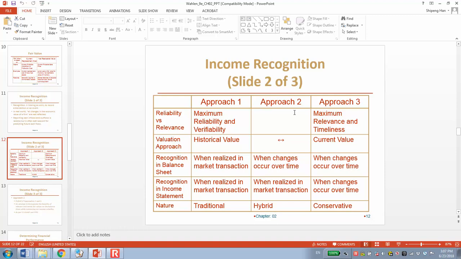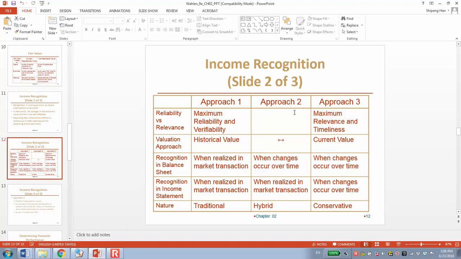So approach 1 recommends only recording realized items. So anything, the economic activities actually take place. Approach 3 recommends recording when the change occurs. It may not be realized, but if it occurs, we can record it. The example is like the financial assets.